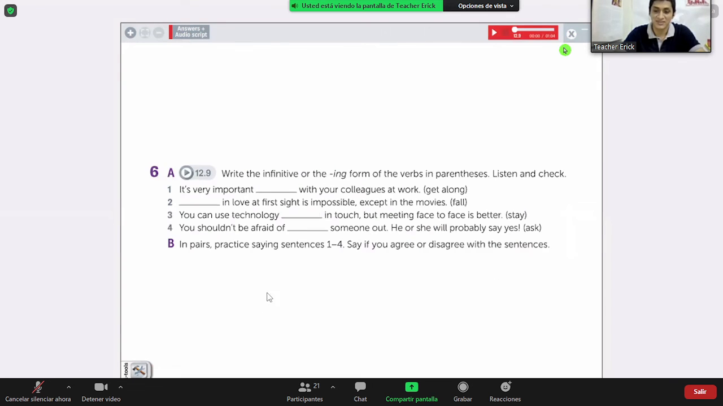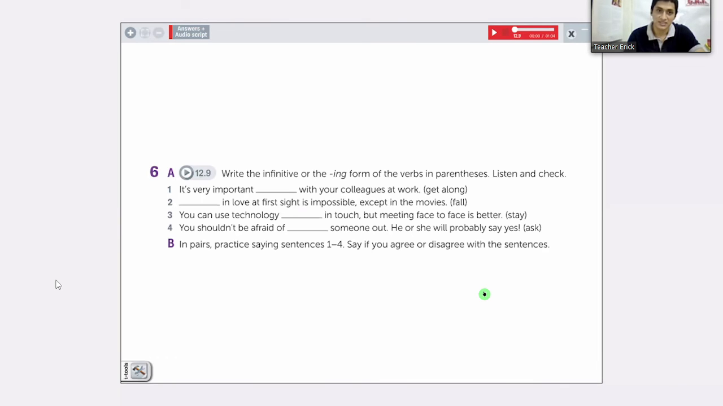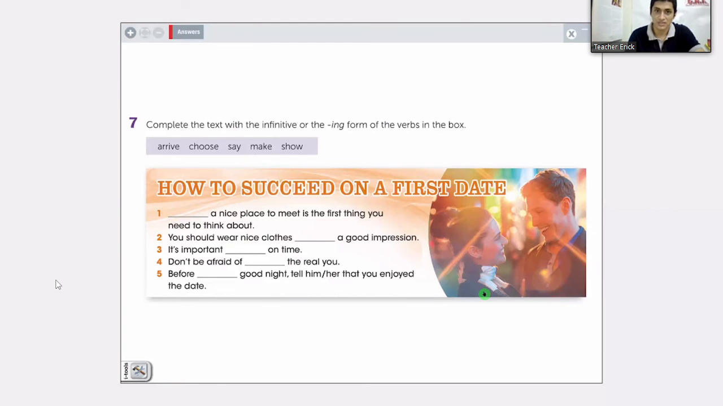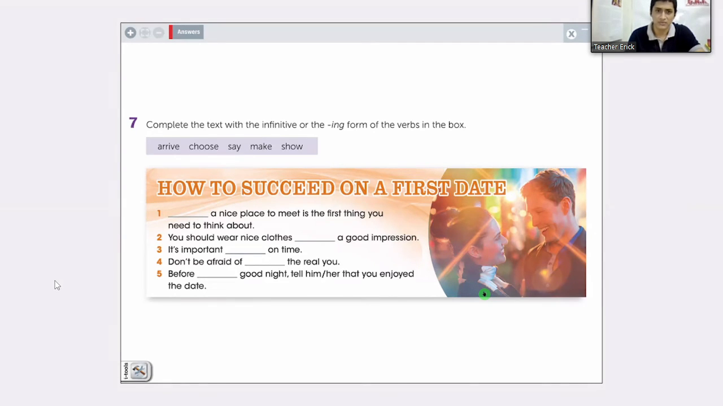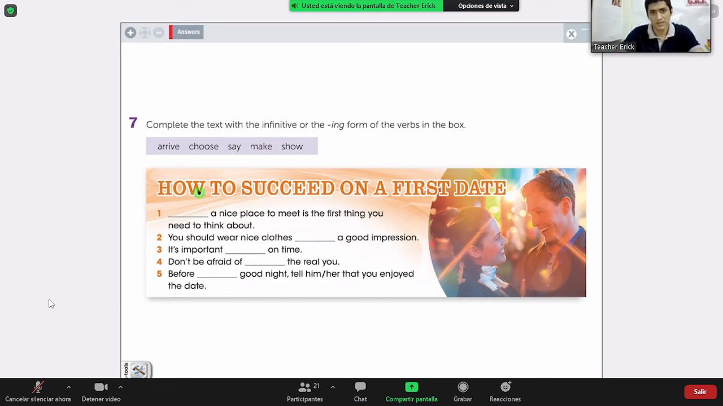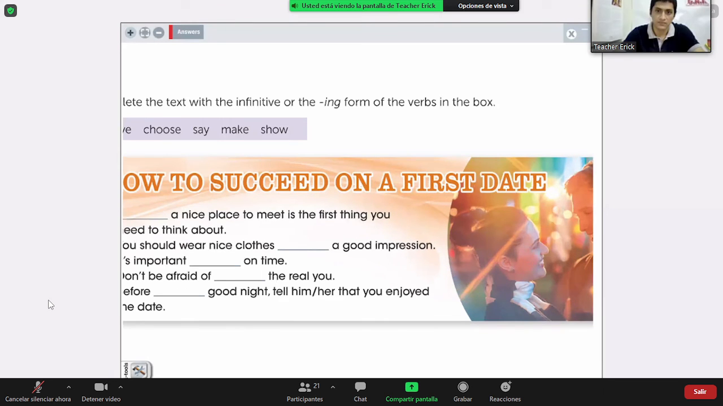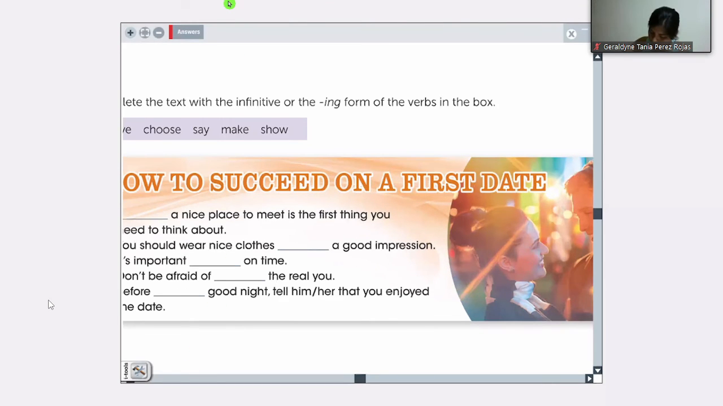So what we are going to do now on this one here, it says how to succeed on a first date. So we have to complete this short text. So here we have 5 things on how to succeed on a first date. A nice place to meet is the first thing you need to think about. Choosing a nice place to meet is the first thing you need to know. Okay.